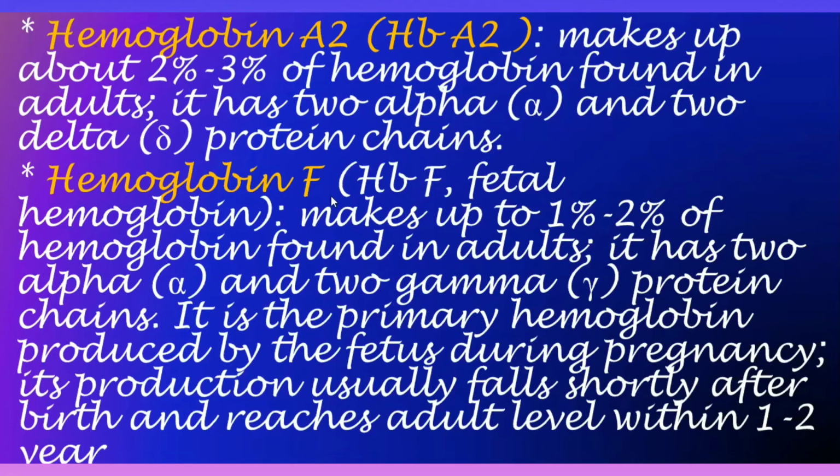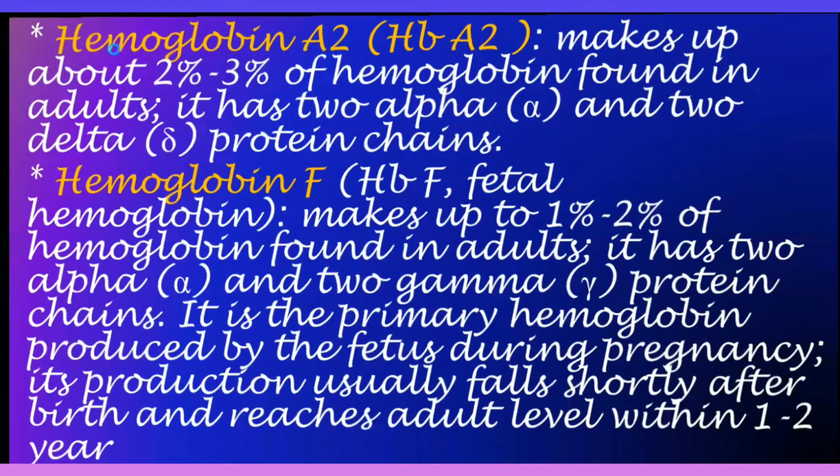Coming to hemoglobin F. It is fetal hemoglobin. It makes up 1 to 2% of hemoglobin found in adults. It has 2 alpha and 2 gamma protein chains. It is the primary hemoglobin produced by the fetus during pregnancy. Its production usually falls shortly after birth and it reaches adult level within 1 to 2 years.